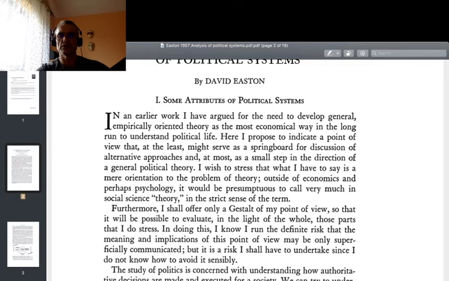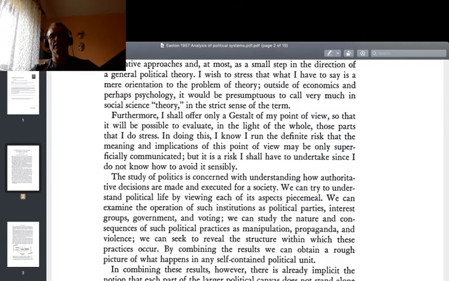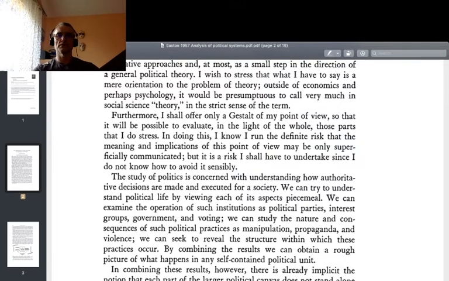I wish to stress that what I have to say is a mere orientation to the problem of theory. Outside of economics and perhaps psychology, it would be presumptuous to call very much in social science theory, in the strict sense of the term. Furthermore, I shall offer only a gestalt of my point of view so that it will be possible to evaluate in the light of the whole those parts that I do stress. In doing this, I know I run the definite risk that the meaning and implications of this point of view may be only superficially communicated. But it is a risk I shall have to undertake since I do not know how to avoid it sensibly.